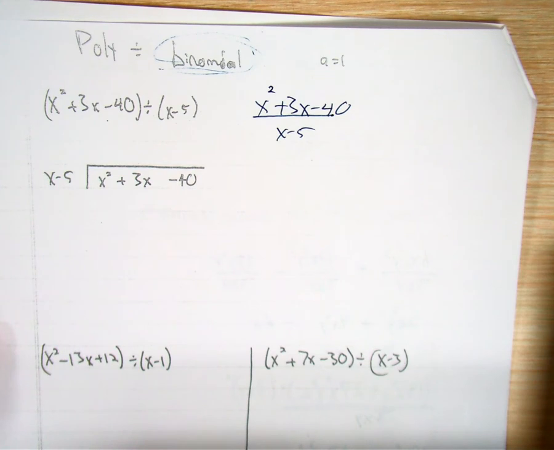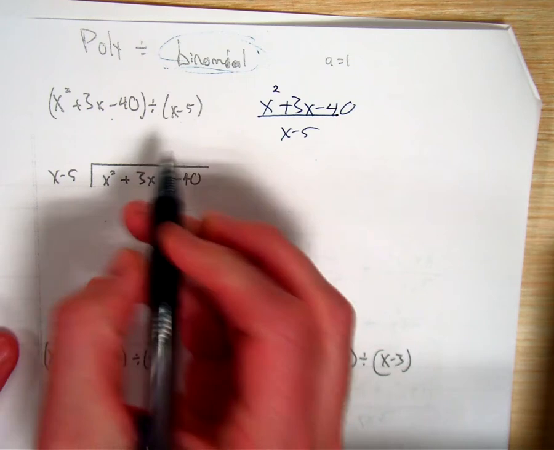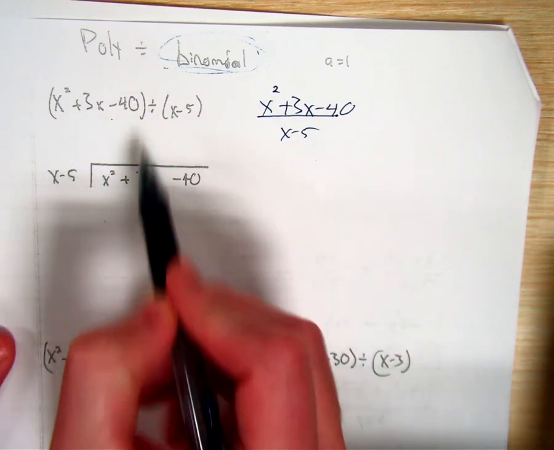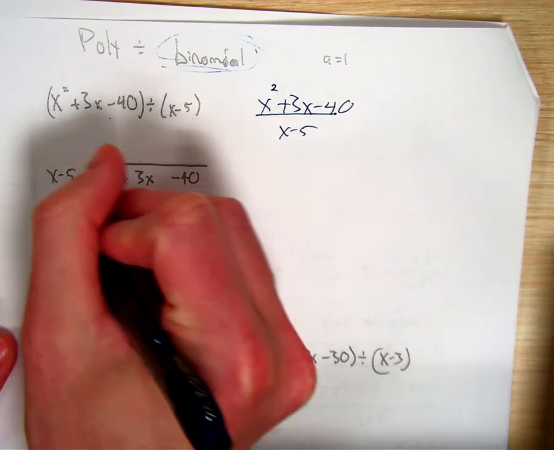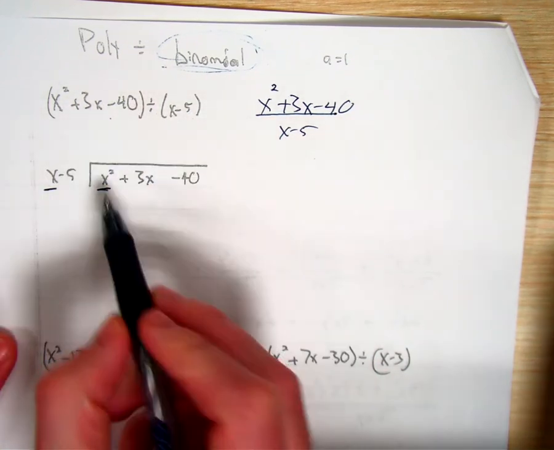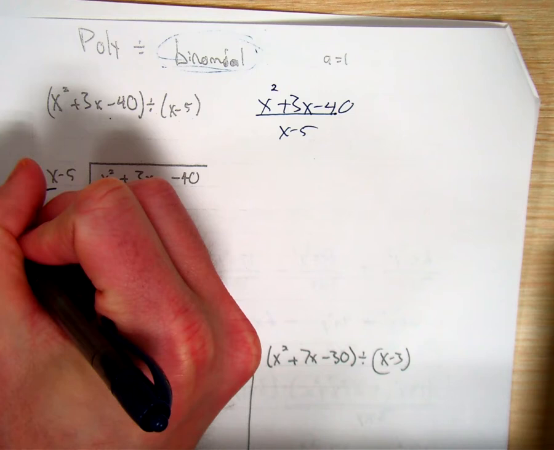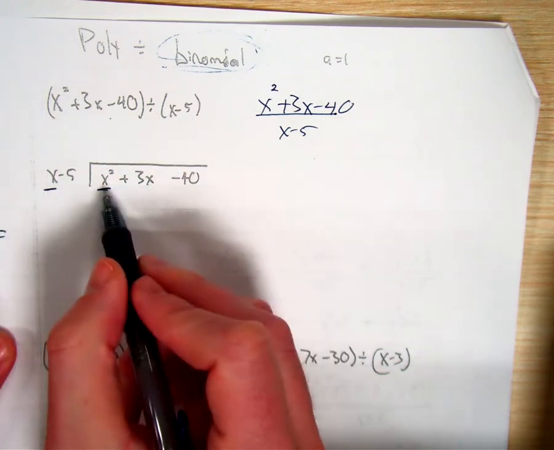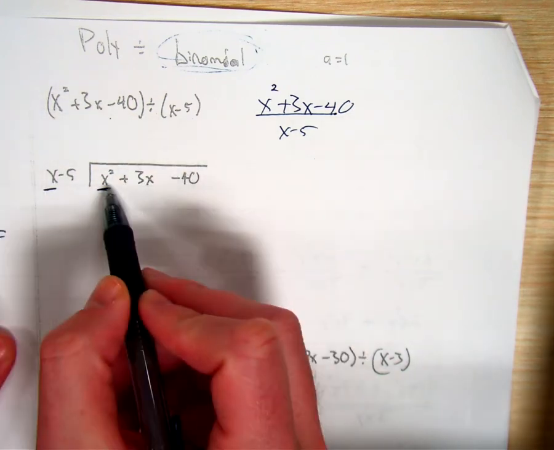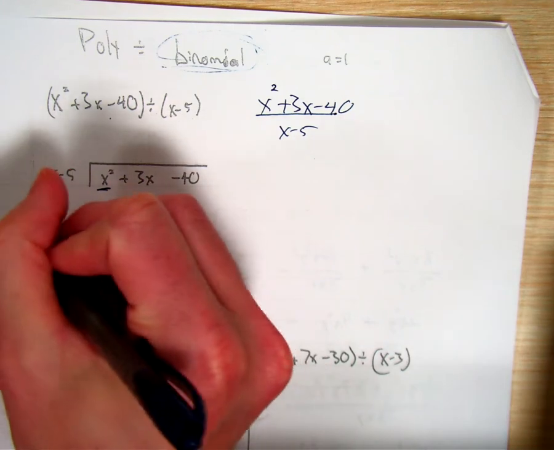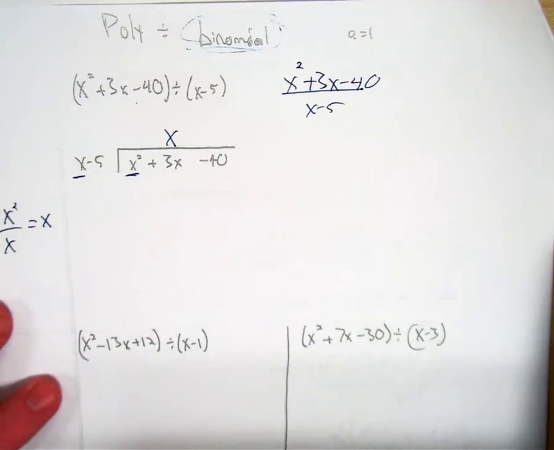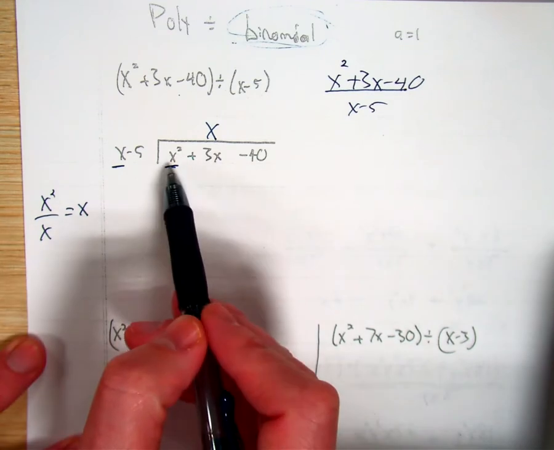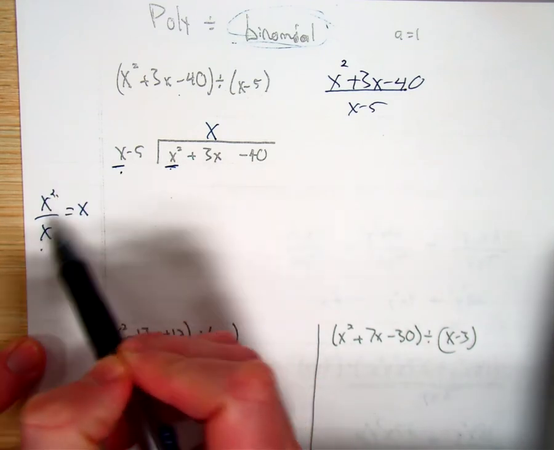Okay, so our main idea here, the biggest thing, is you're going to be comparing fronts. So if I'm going to do x squared plus 3x minus 40 divided by x minus 5, we're going to be comparing fronts. Front of the front term divided by the front term. We got x squared over x. I'm not going to worry about what the rest of the stuff is. I'm just comparing fronts. X squared over x would reduce to x. So that's the first part of my answer, x. The front of this one divided by the front of this one is equal to x.